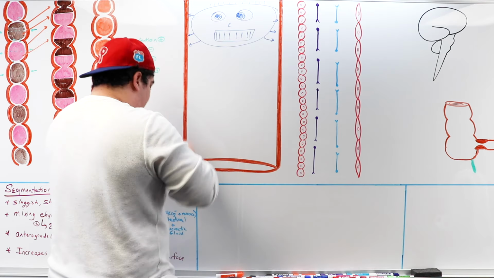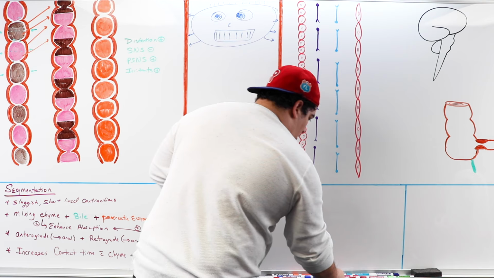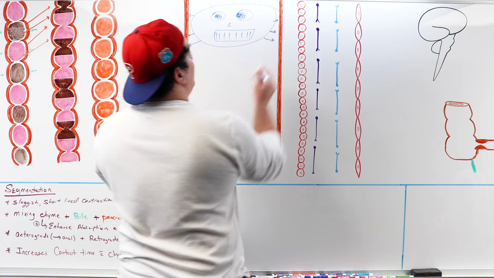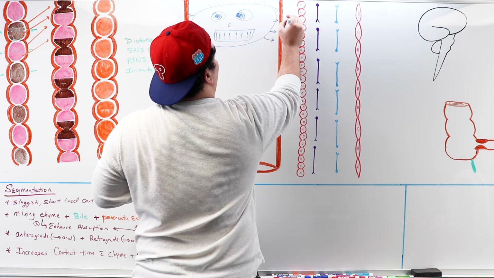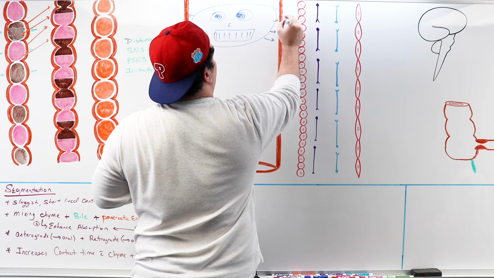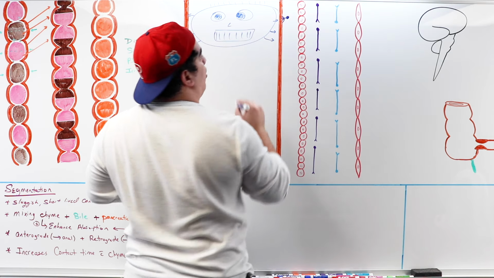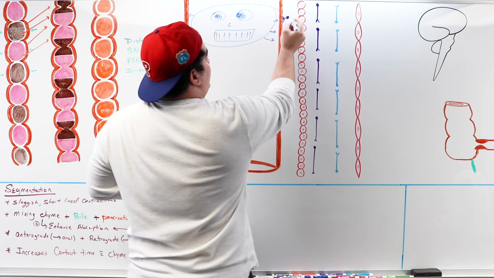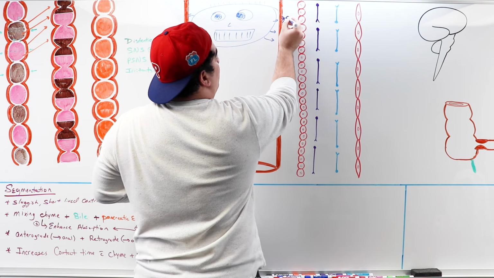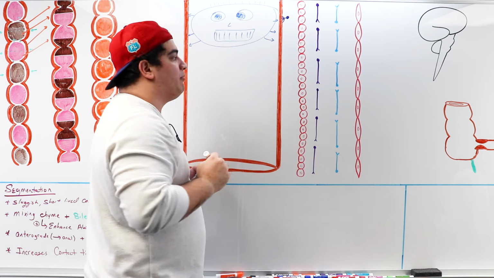Now, if you guys remember, when you stretch the walls of the small intestine, it activates specific receptors that are located within the submucosa. And these are called your stretch receptors. These stretch receptors, what do they do? Well, they send signals to your myenteric nerve plexus.